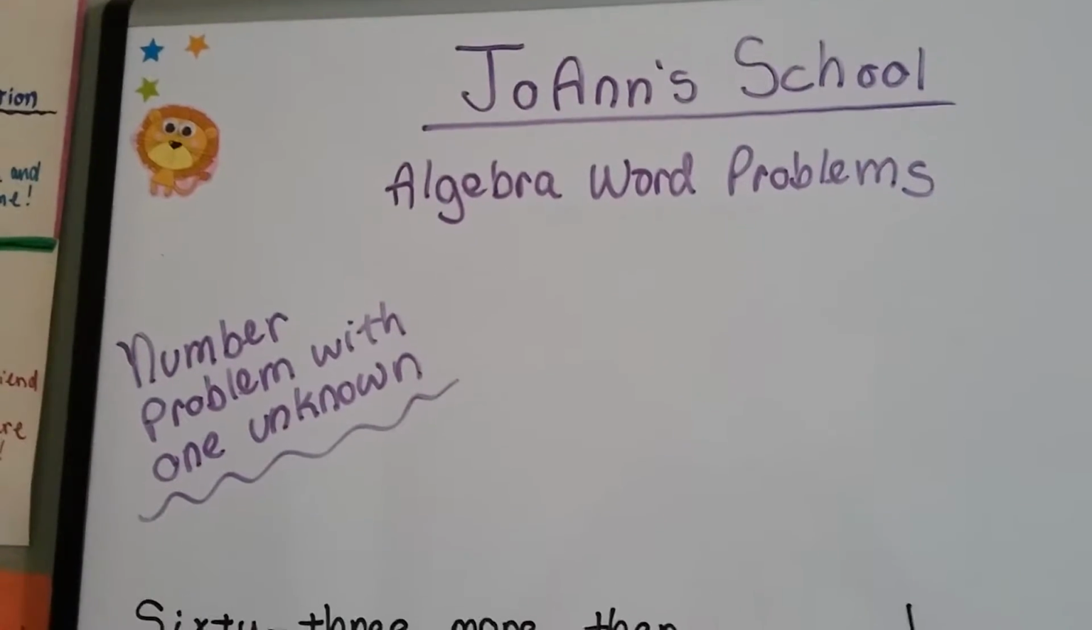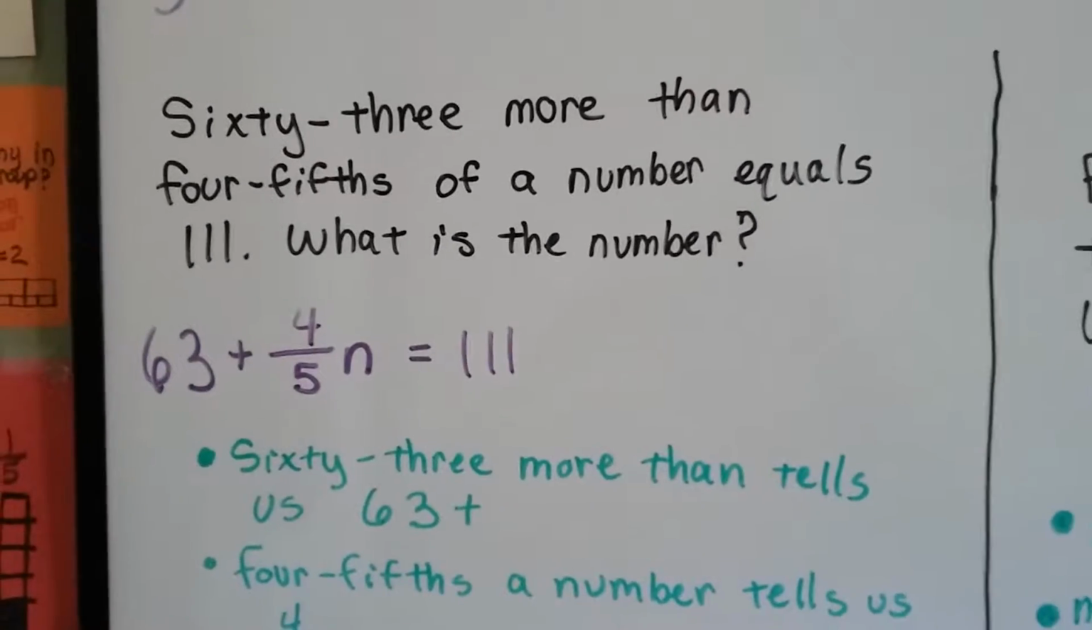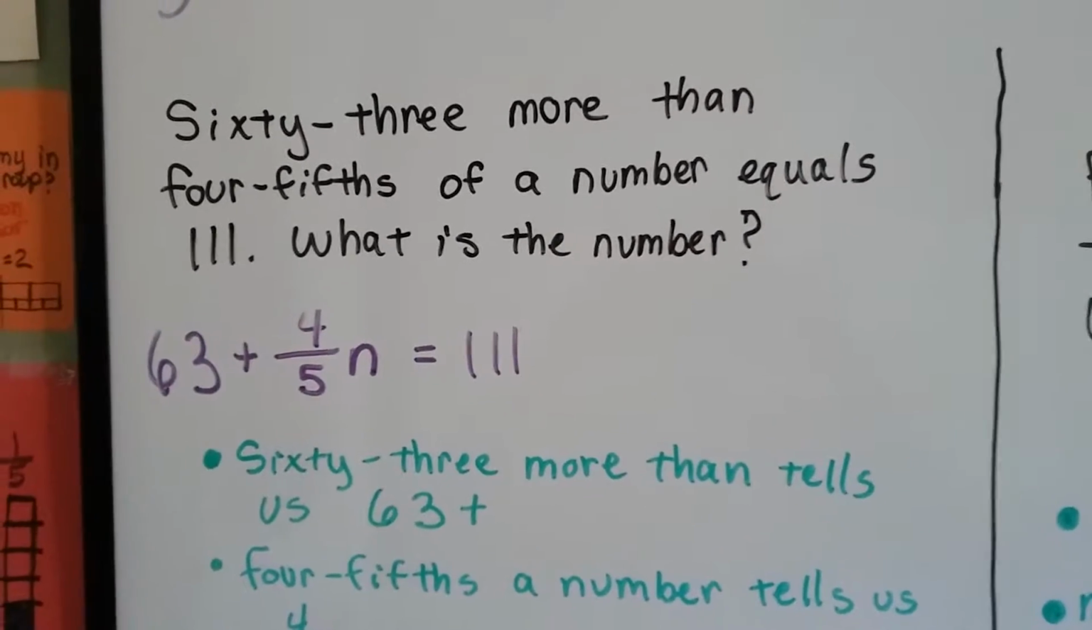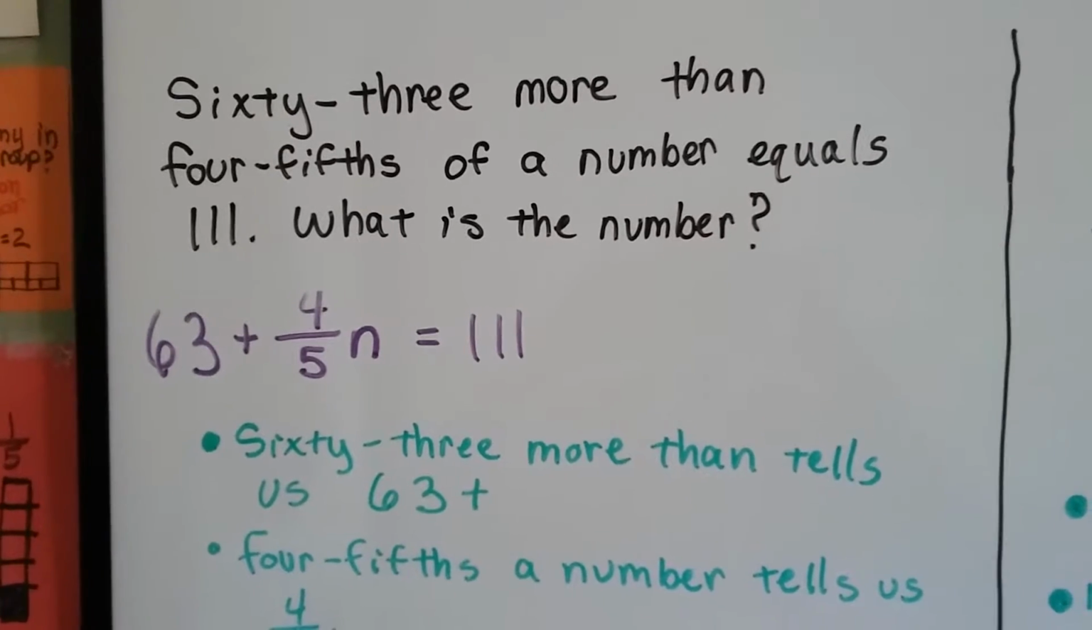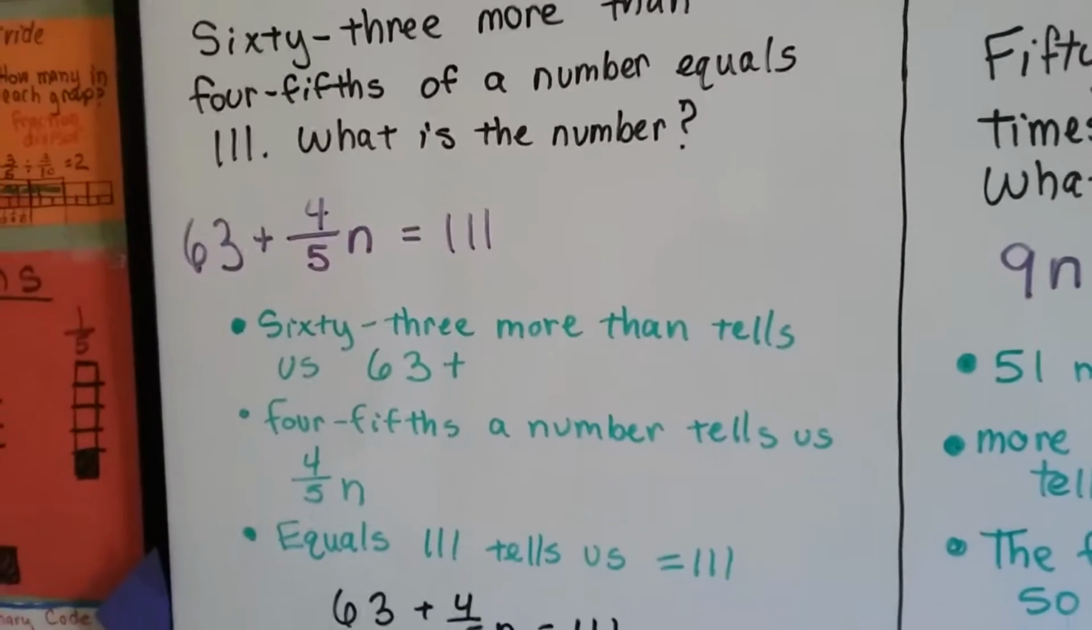Algebra word problems, number problem with one unknown. Okay, we're going to decipher some algebra word problems here. 63 more than 4/5 of a number equals 111. What is the number? All right, so we needed to write the equation, and I'll show you how I got mine.